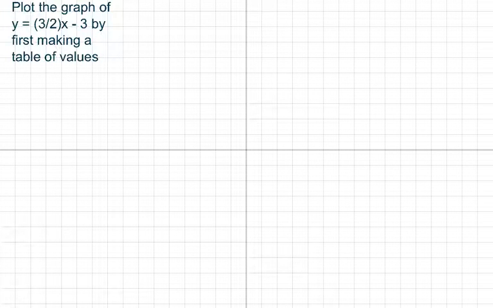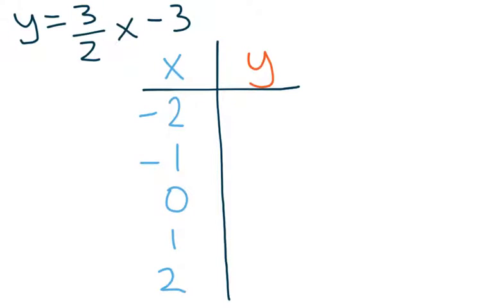Plot the graph of y equals 3 over 2x minus 3 by first making a table of values. There's a lot of different ways that we can graph a linear equation. One of them is to find, for certain inputs, any handful of inputs that we decide of x, what are the outputs of y, and then we can graph or plot those coordinate points and connect the dots.